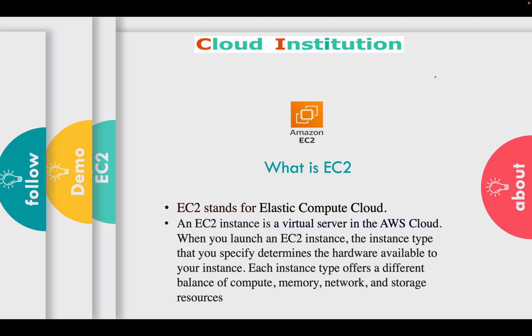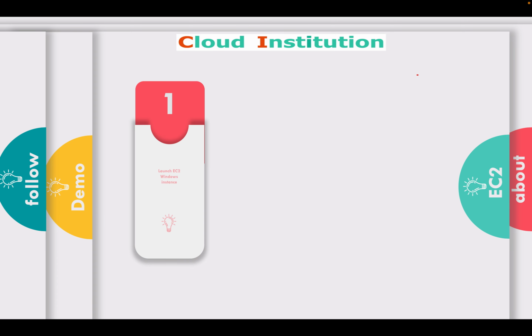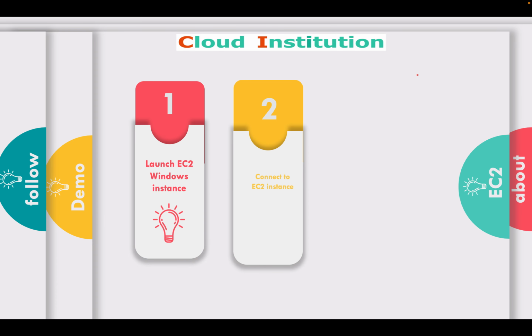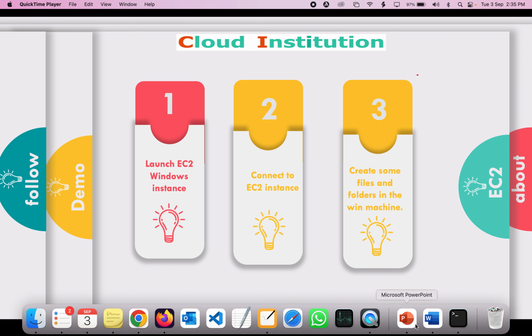This is the most basic infrastructure service, and it's very important. So let's see a demo of EC2 instance creation. First of all, we are going to launch an EC2 Windows instance and connect to that instance, and then we are going to create some files and folders in the Windows machine. So let's dive straight into the demo.